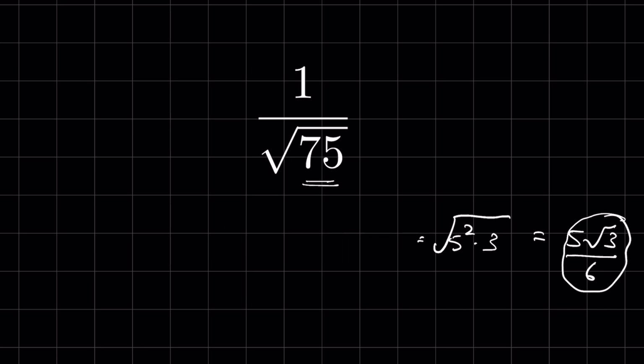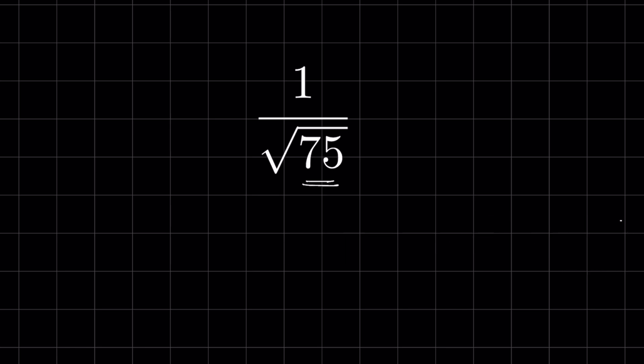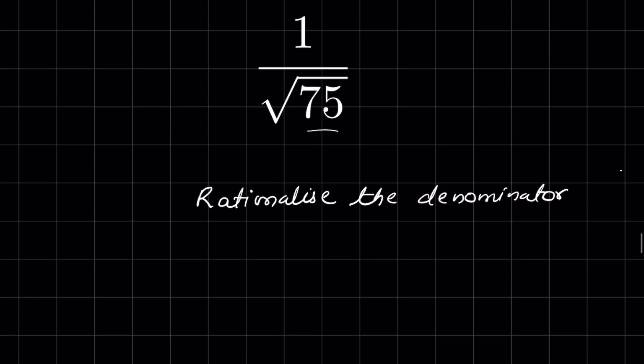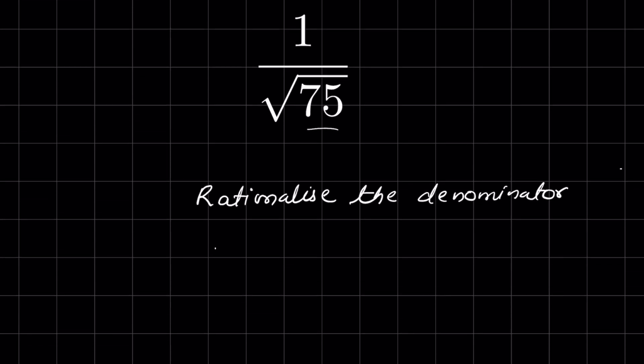Why? Because in the denominator we cannot have a radical, else it won't be a real number. For it to be a real number, we need to have an integer in the denominator and not a radical. So what we do, we rationalize the denominator. Rationalizing the denominator means we multiply and divide it by the denominator.